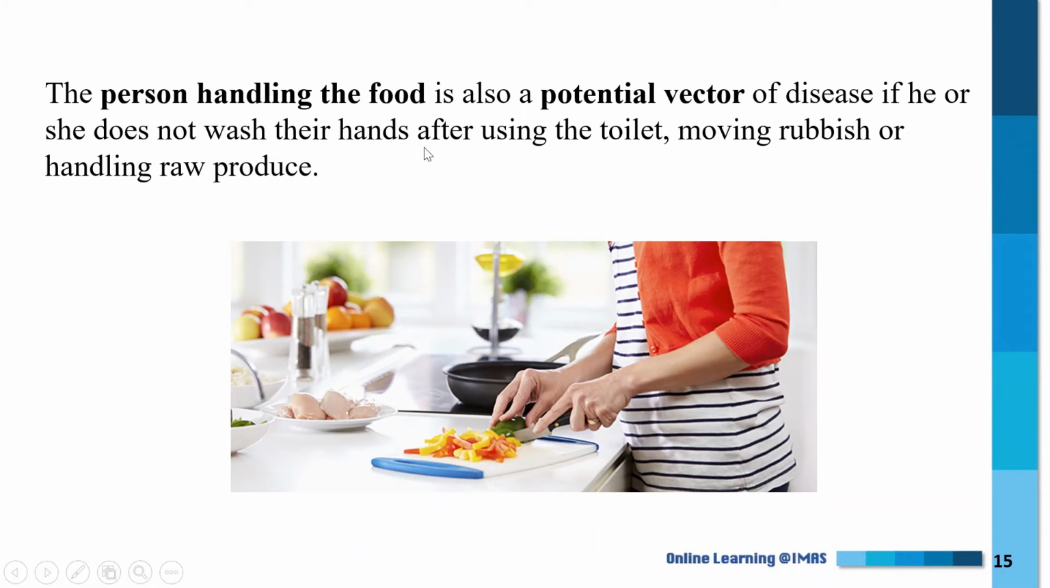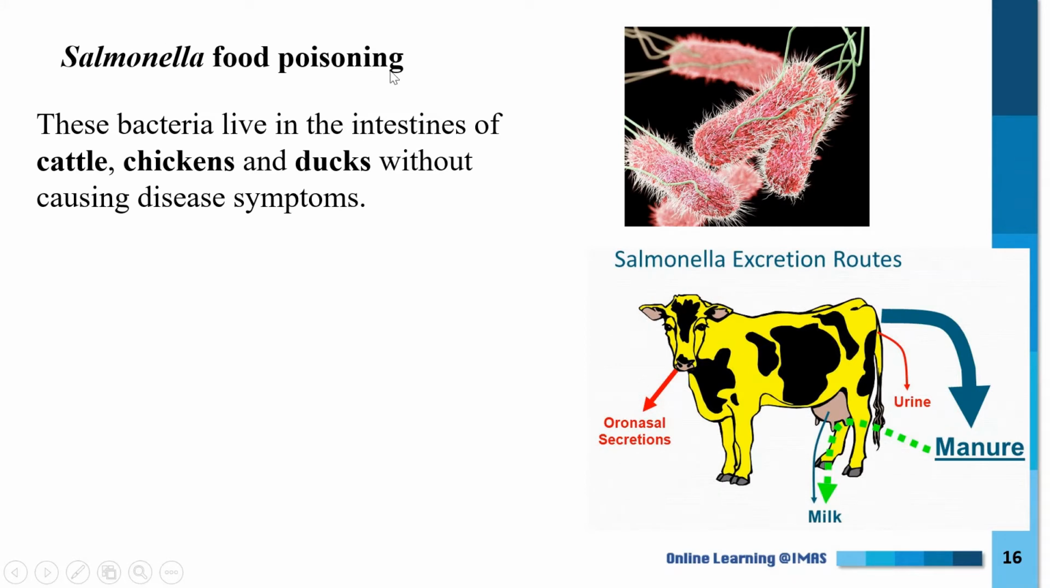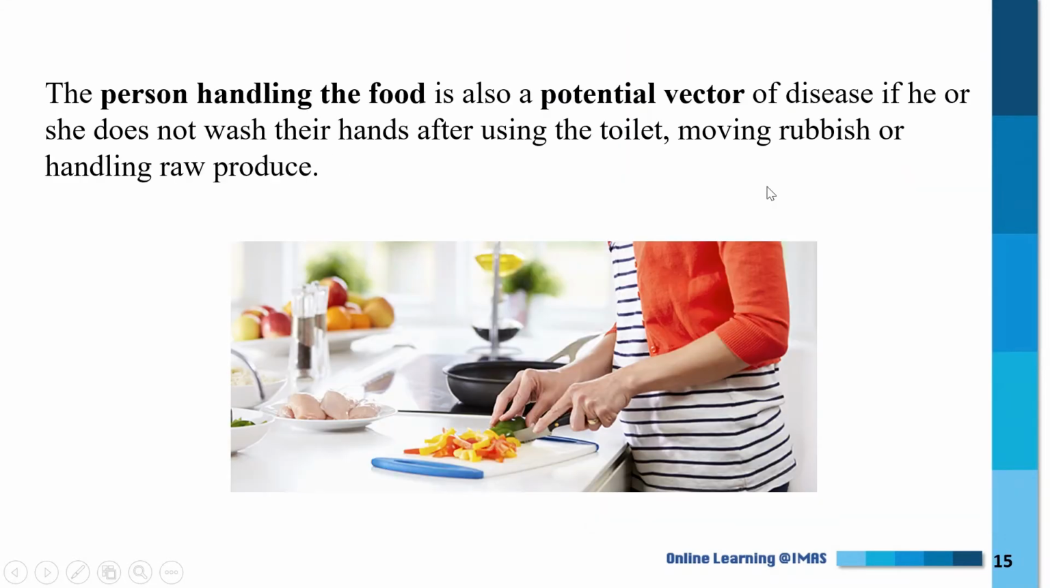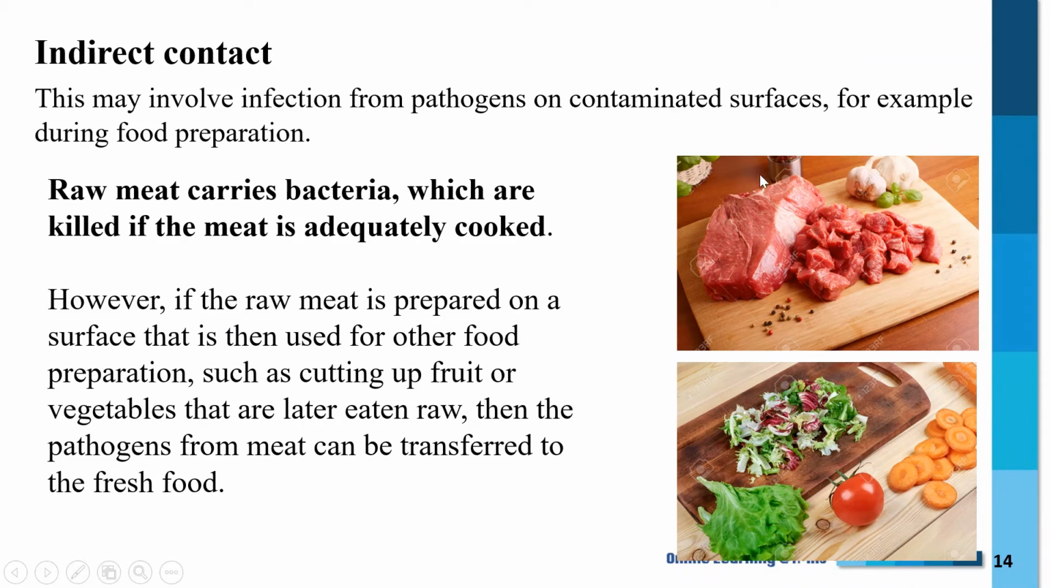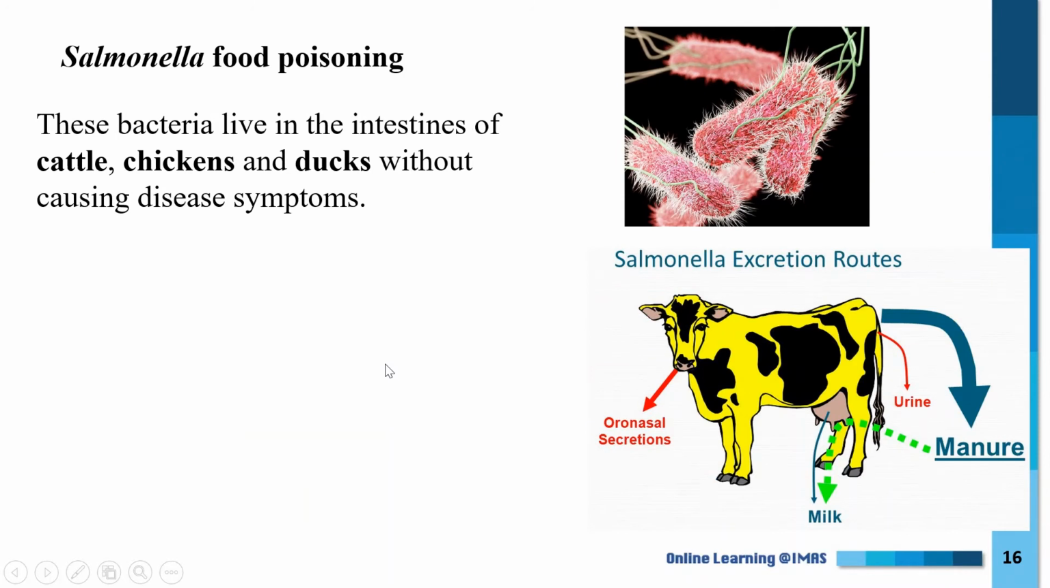If he or she does not wash their hands after using, for example, the toilet, moving rubbish, or handling raw products, for example meat or chicken or fish. So you have to wash your hands. Okay, so we have an example here of diseases we can have in this way if we don't wash our hands and we handle food. So you can have salmonella food poisoning.